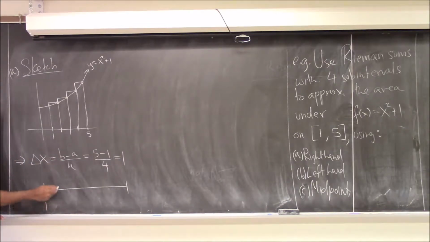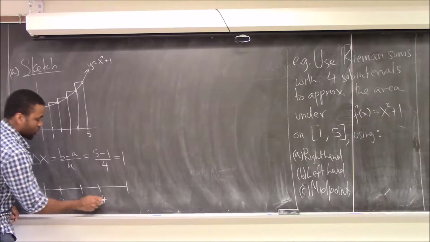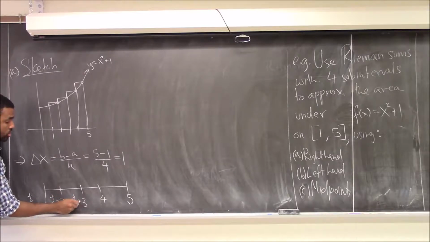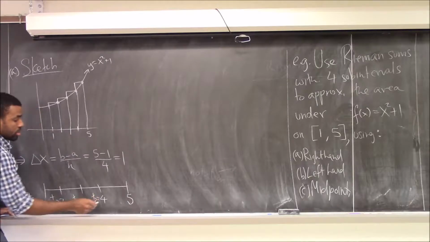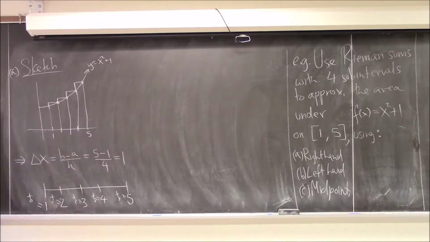So it starts with 1, and the next guy is 2, and the next guy is 3, 4. Let's see if we remember how to count, and 5. Right? So this guy here is representing my x0. This would be my x1, this would be my x2, this would be my x3, this would be my x4. Okay, so that's the situation.